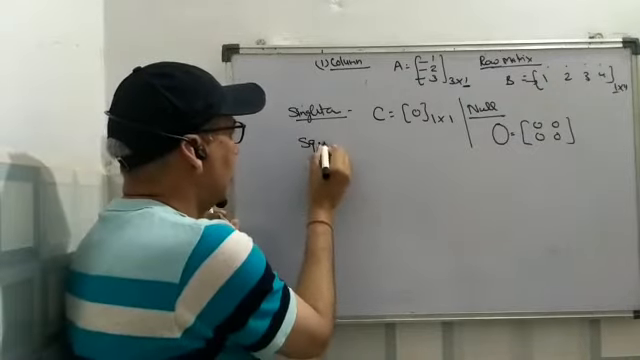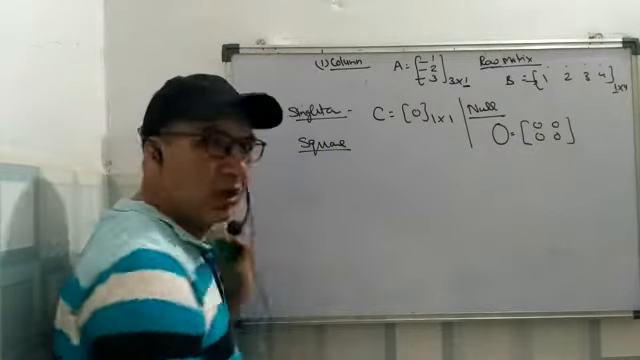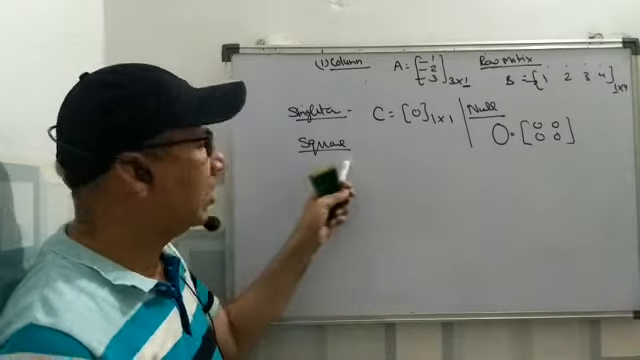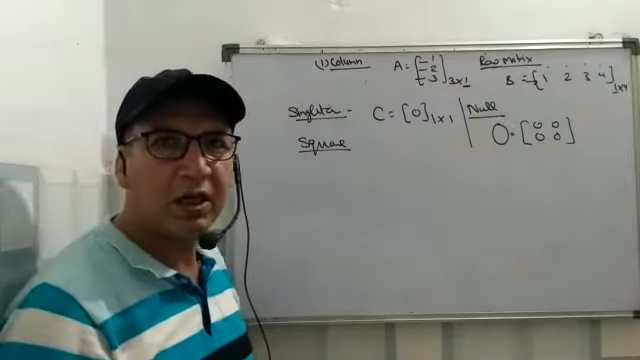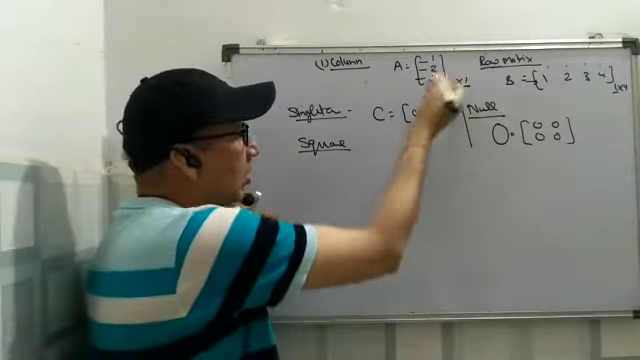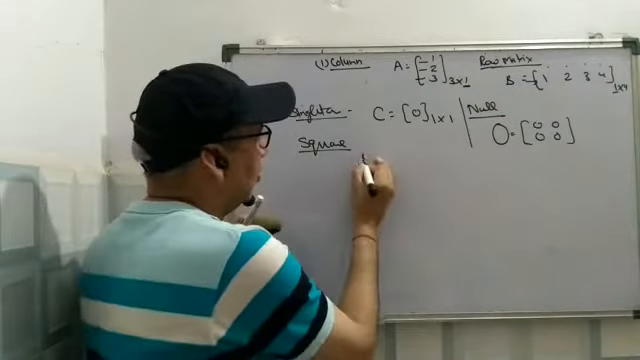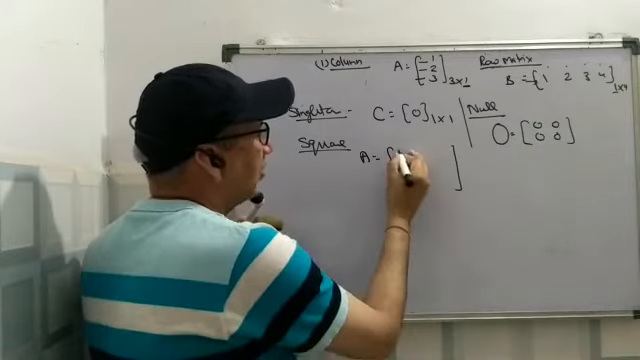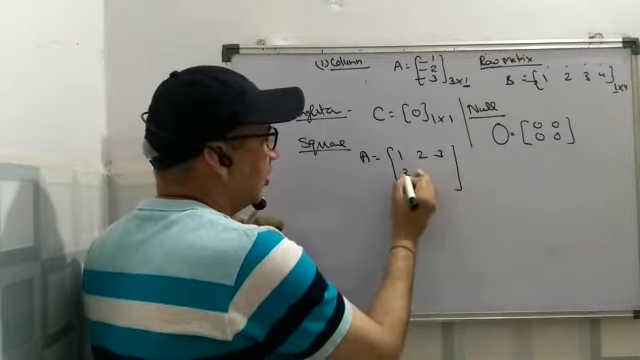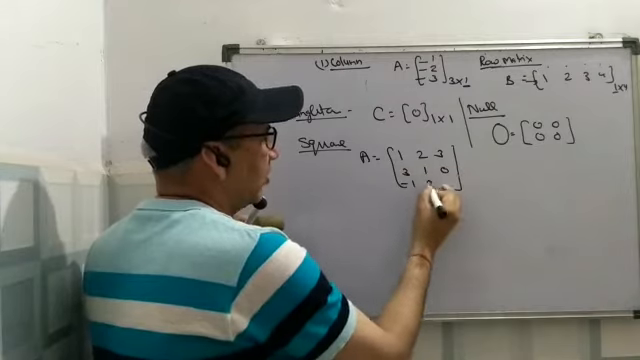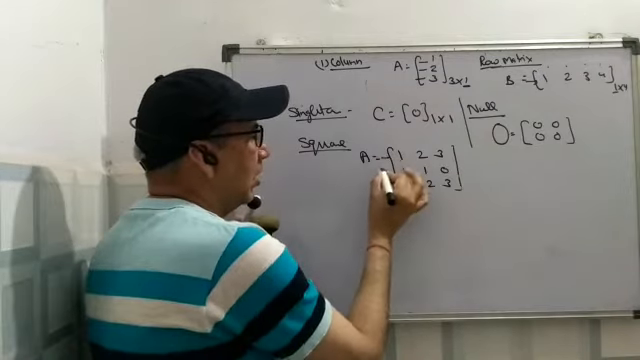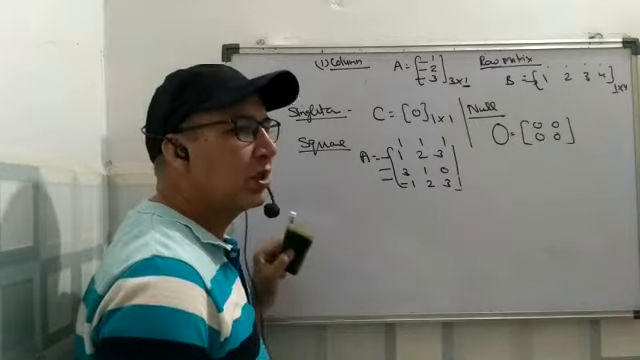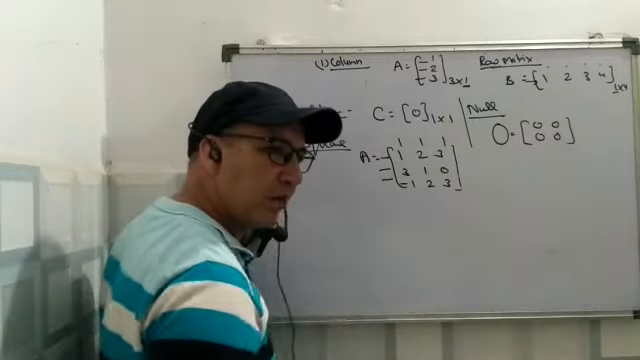After it, square matrix. As the name specifies, in a square, length and breadth are equal. So in a square matrix, the number of rows and the number of columns are equal. One example: 3, 1, 0, minus 1, 2, 3. You can see that there are 3 rows and 3 columns, so this is a third order square matrix.